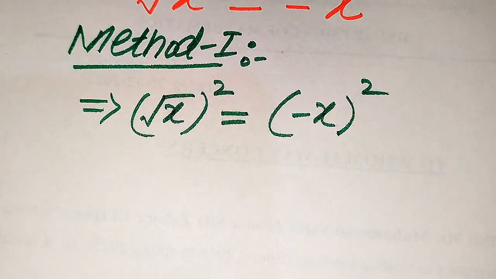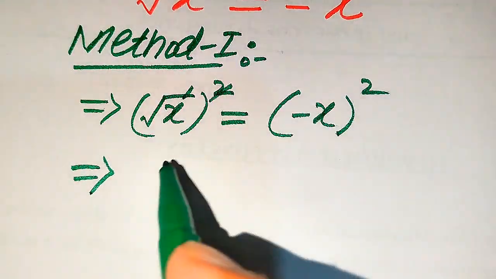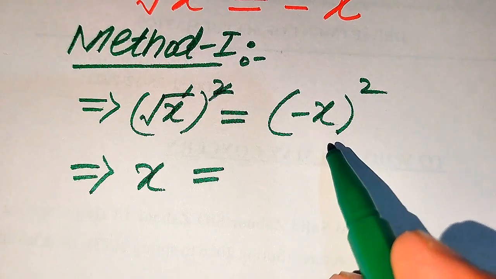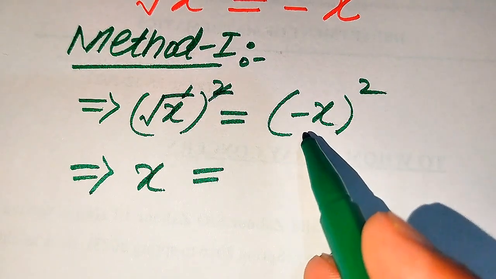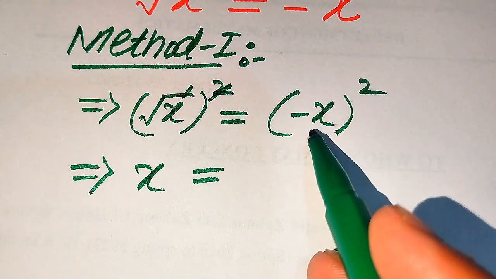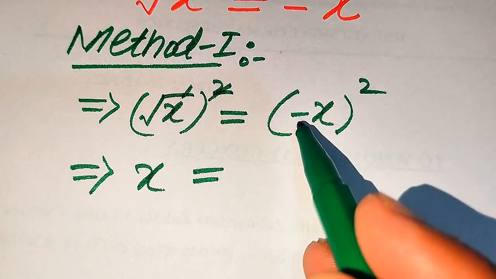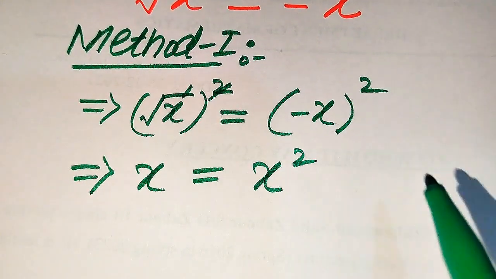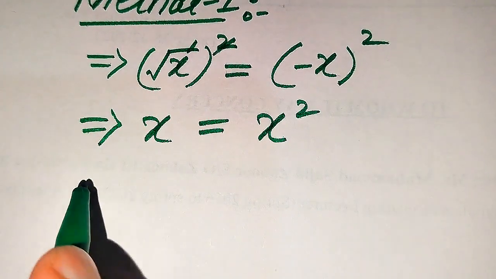Further, in the next step, you focus on the left hand side, and the square and the square root are gone, and we get x equals, in the right hand side, the square of a negative term. We know that when a negative sign appears inside the square, it becomes positive. So this negative sign becomes positive due to the square, and we just write it as the square of x only.